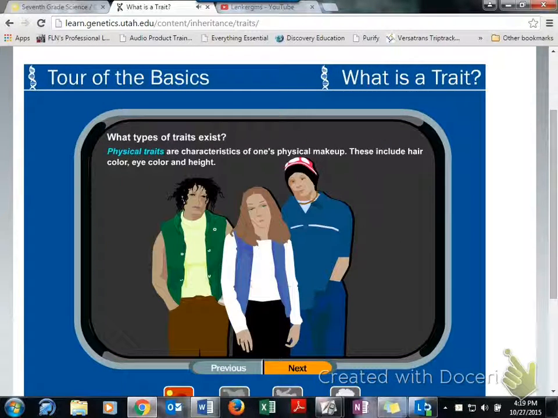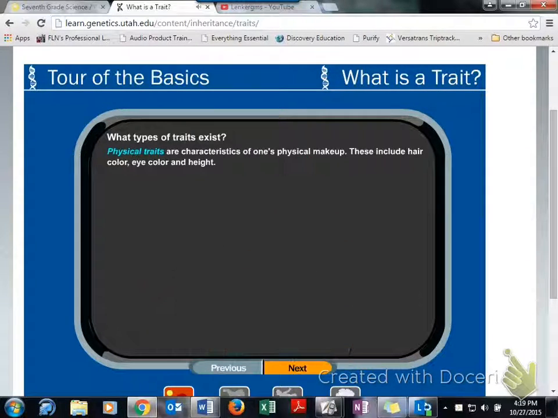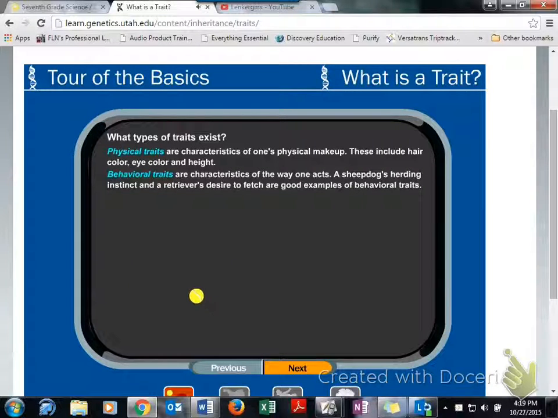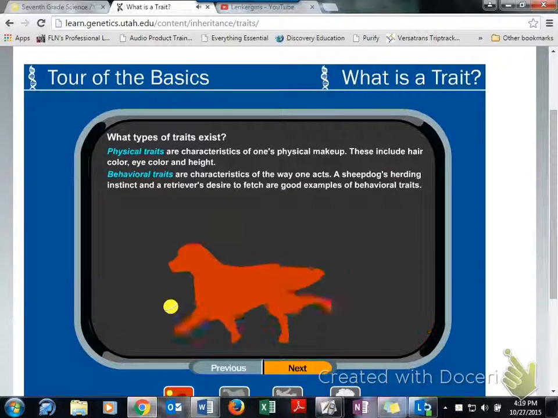What types of traits exist? Physical traits are characteristics of one's physical makeup. These include hair color, eye color, and height. Behavioral traits are characteristics of the way one acts. A sheepdog's herding instinct and a retriever's desire to fetch are good examples of behavioral traits.